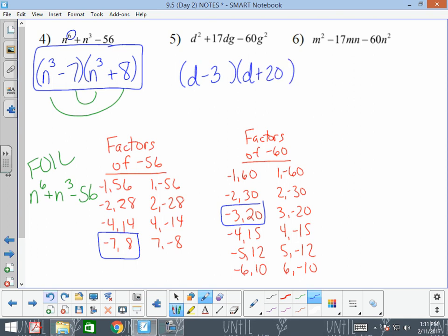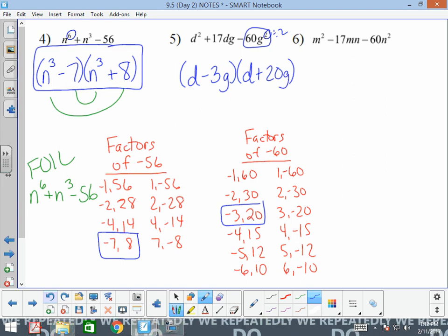Now, notice that negative 60 has a g squared. So we want to take that exponent and divide it by 2 and put it as a factor of our negative 60. So it'll be d minus 3g, d plus 20g. And again, you can FOIL to check.